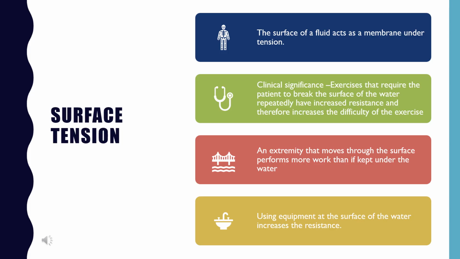Surface tension is the property of water that results from the fragile adhesion of molecules due to their attraction to one another. That's the property that allows fluids to hold a drop formation; surface tension helps to maintain that droplet form. Surface tension means the surface of a fluid acts as a membrane under tension, and so it creates this barrier that has to be broken.